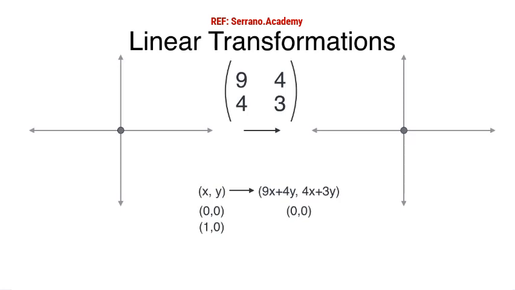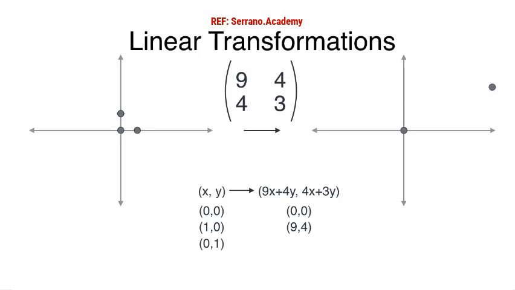Where do you think the point 1, 0 goes? At any moment, feel free to pause the video and think about it yourself. 1, 0 goes to 9, 4. Because if you plug in the numbers 1 and 0 for x and y, you get 9 and 4 for 9x plus 4y, because you get 9 times 1 plus 4 times 0, and then 4 times 1 plus 3 times 0. So that goes to the point 9, 4. So we're going to send the point 1, 0 on the left to the point 9, 4 on the right. And these are not drawn to scale, but I'm trying to capture the entire movement here.